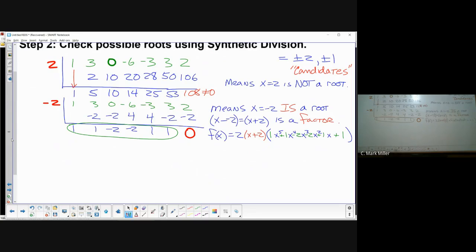Okay? So we found a root. When you find a root, that simplifies our polynomial function. And so in our next step on Monday, we're now going to factor this. Next, factor this. All right? We'll leave it there.